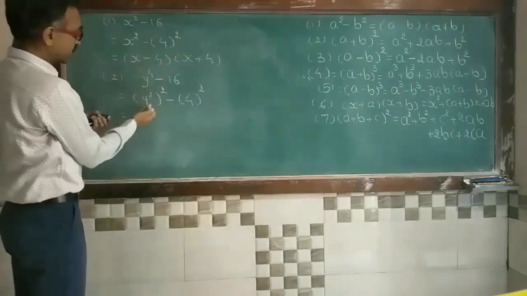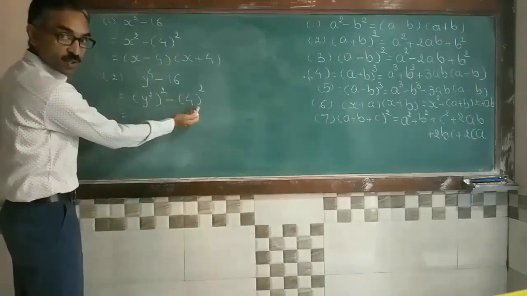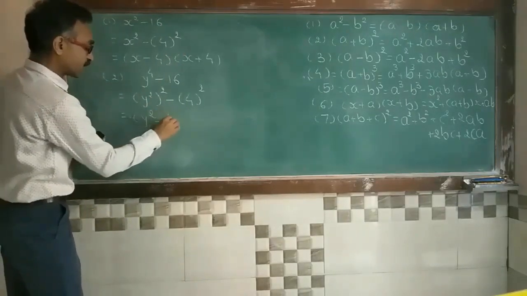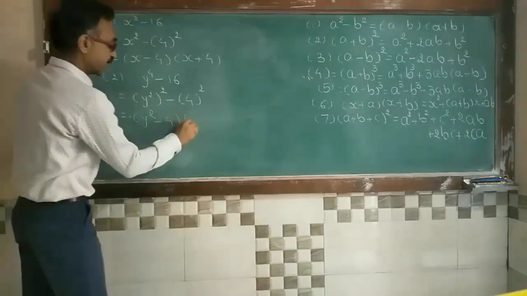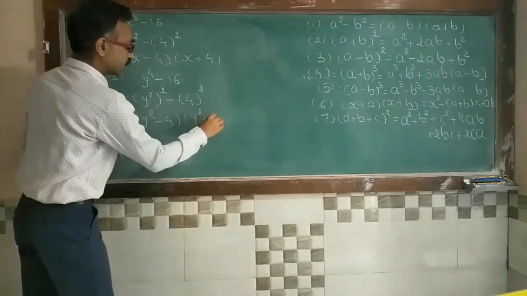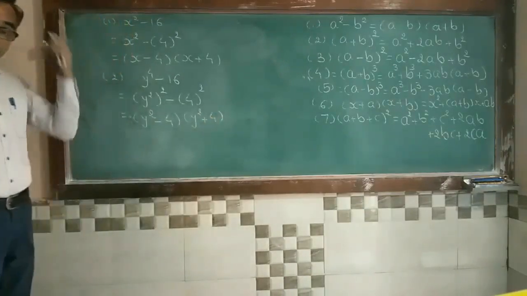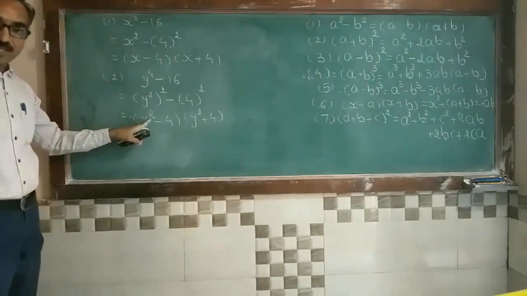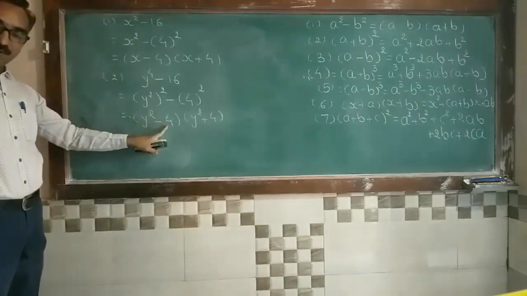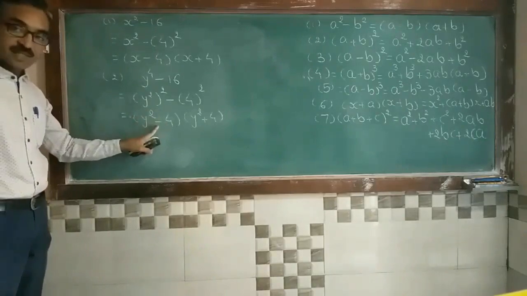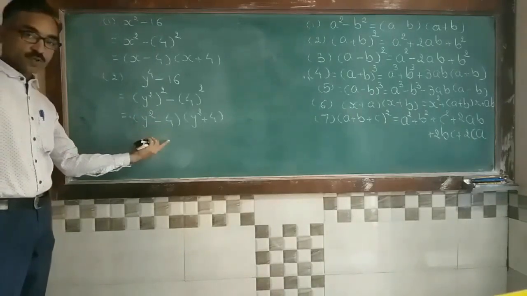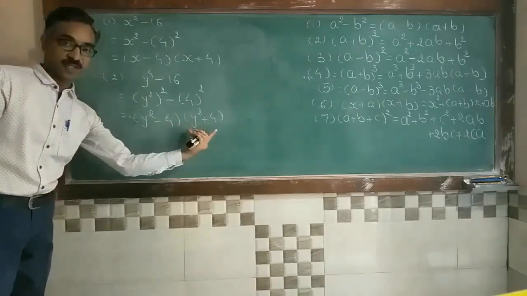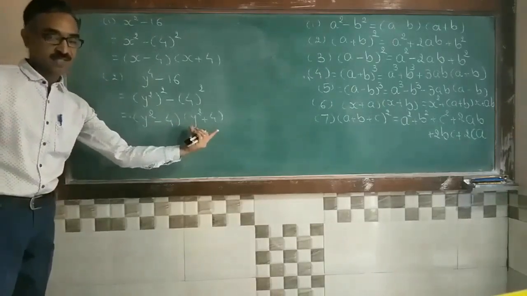As usual, here a is equal to y square, b is equal to 4. So the answer is y square minus 4 and y square plus 4. Again, y square is a perfect square, 4 is also a perfect square. Here minus is there, so we can also factorize this one. But if plus is in between two numbers, we cannot factorize it.